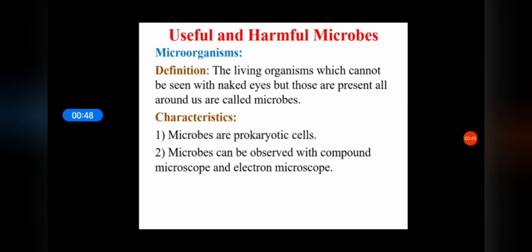The characteristics of microbes are as follows. Microbes are prokaryotic cells and form kingdom Monera. All microbes can be seen with the help of a compound microscope except viruses, as the viruses are minute in size as compared to all other microbes. They can be seen with the help of only an electron microscope. An electron microscope has more resolution power than a compound microscope.